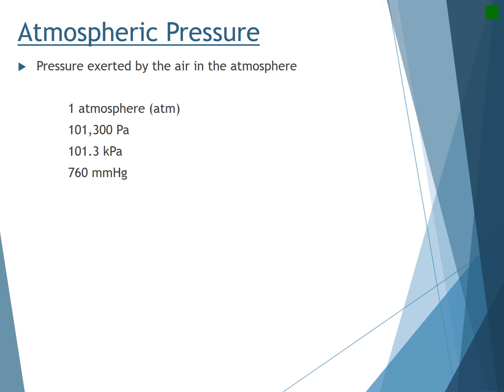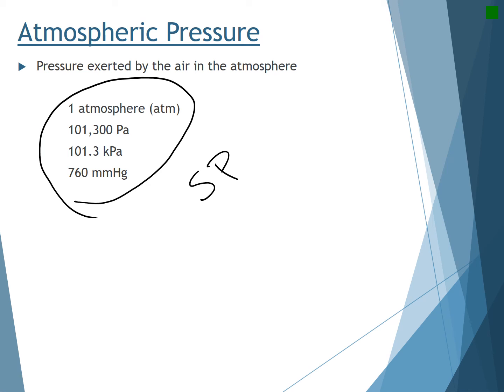Okay, so atmospheric pressure, this is where I'm talking about standard pressure, so SP. You can use any of those. So if I tell you that the gas is at standard pressure, you can use 1 atmosphere, 101,300 pascals, 101.3 kPa, or 760 millimeters of mercury, whichever one helps you out with the problem more. But you will have to have these known, and they are all equal to one another.